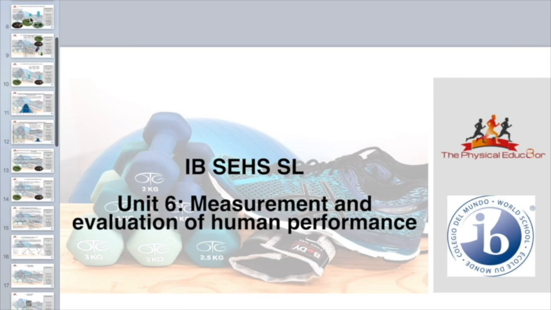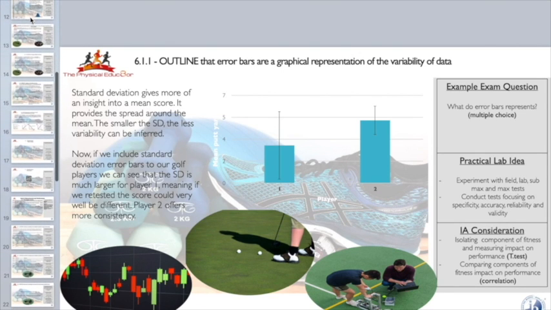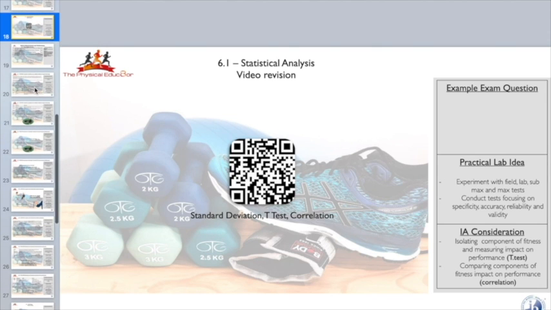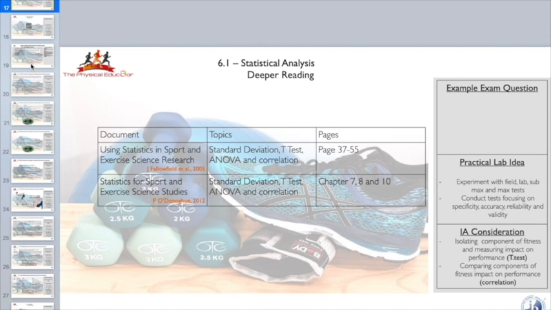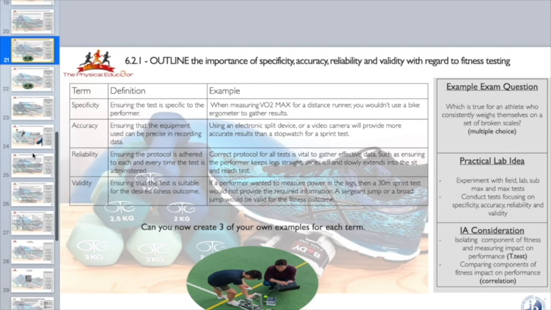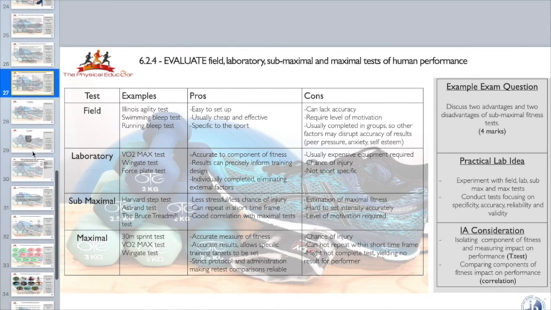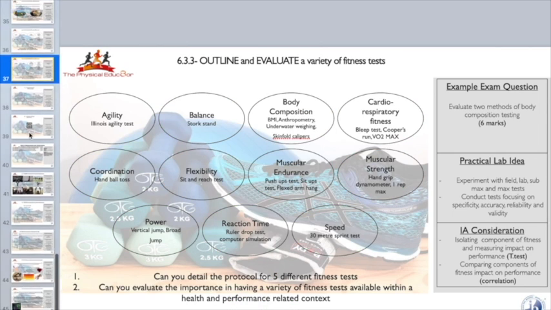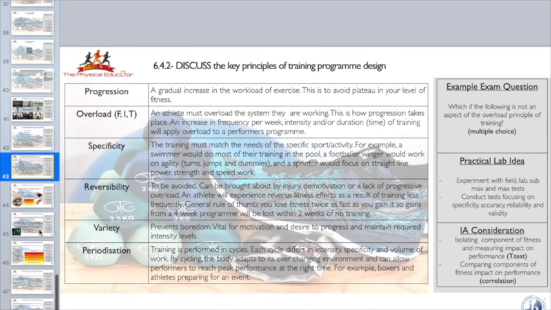Unit 6, including statistical analysis with standard deviation, t-tests and correlation, including QR codes and suggested reading, as well as study design, different types of tests, components of fitness, and principles of training.